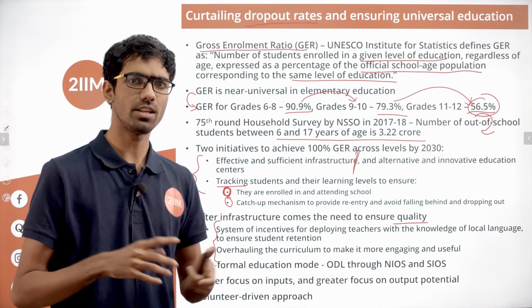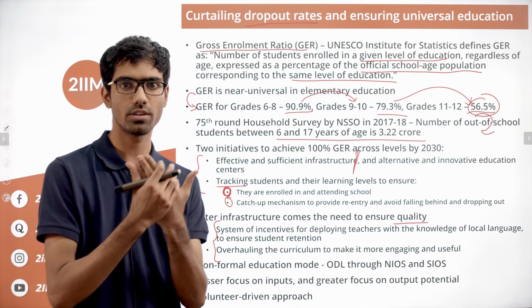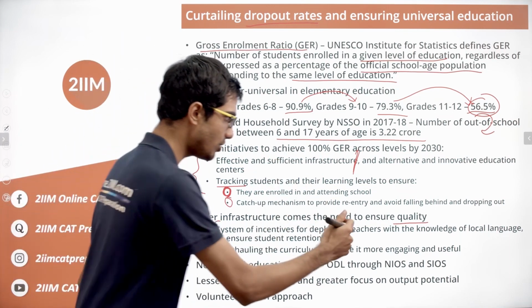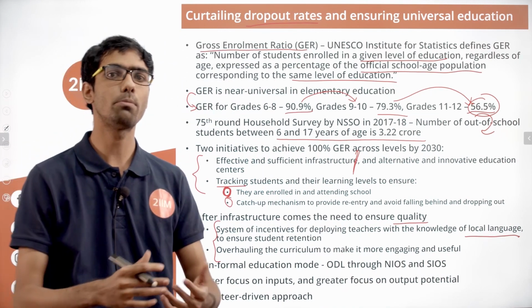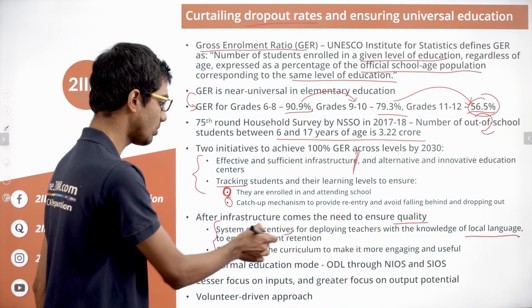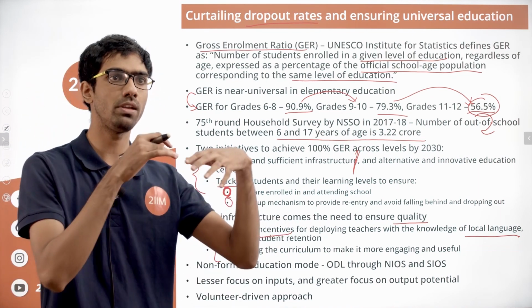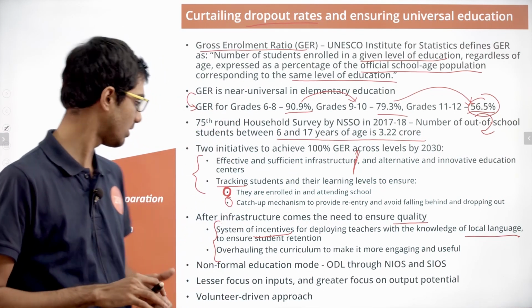So there is a lot of research that points out that when there is a rapport between the teacher and the student, the student wants to come to school only because of the teacher. So the one aspect that can bridge this gap and develop a rapport between the student and the teacher is the knowledge of the local language. So this system tries to incentivize the teachers, and the second is overhauling the curriculum, as we saw, moving away from mere rote memorization to other aspects of learning.